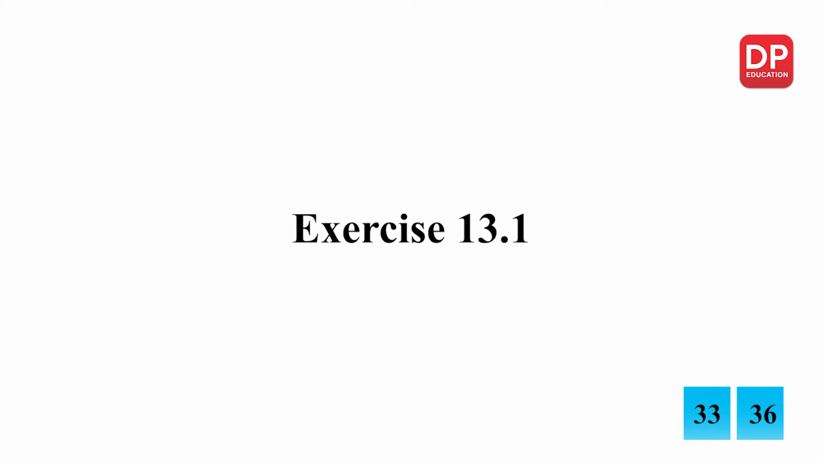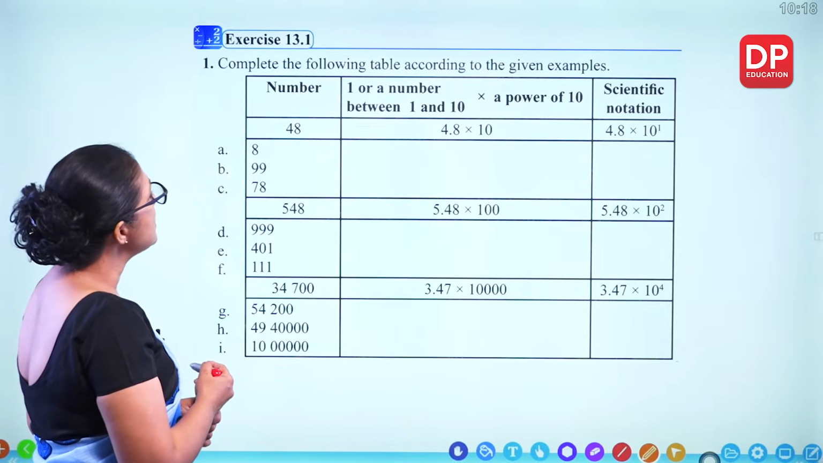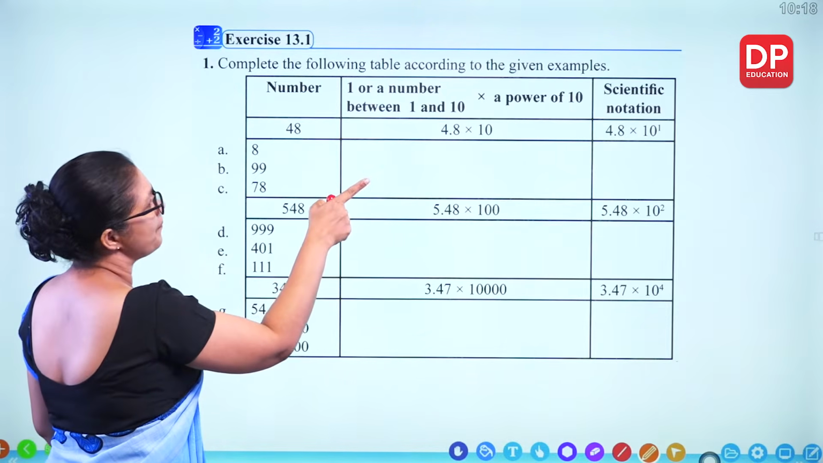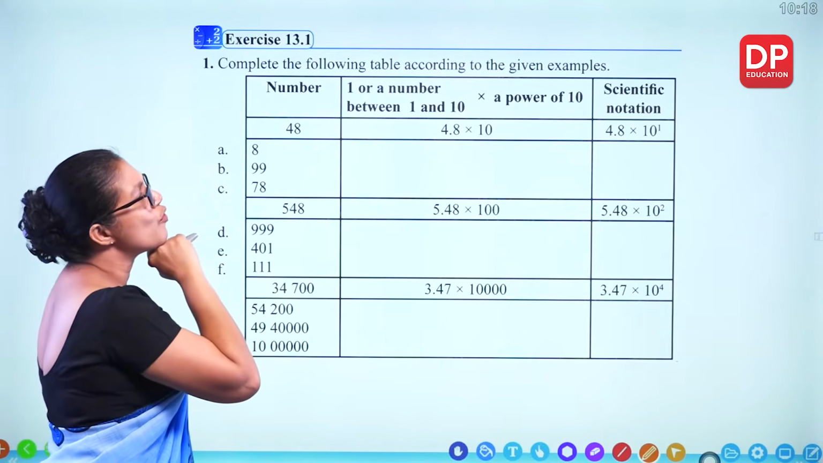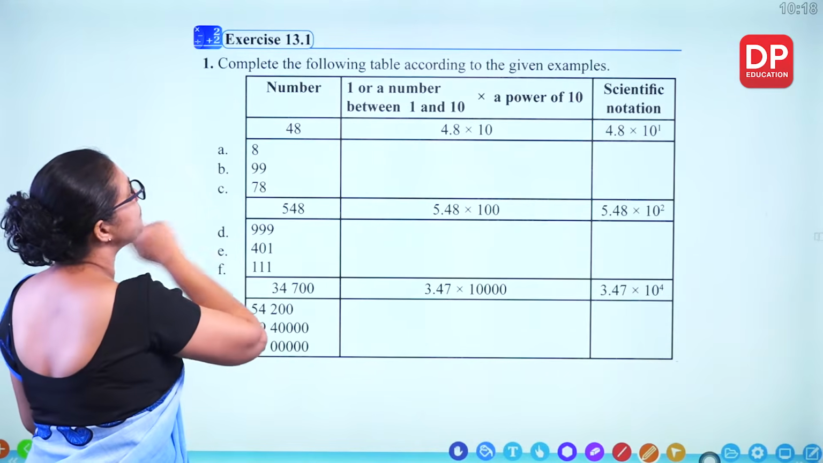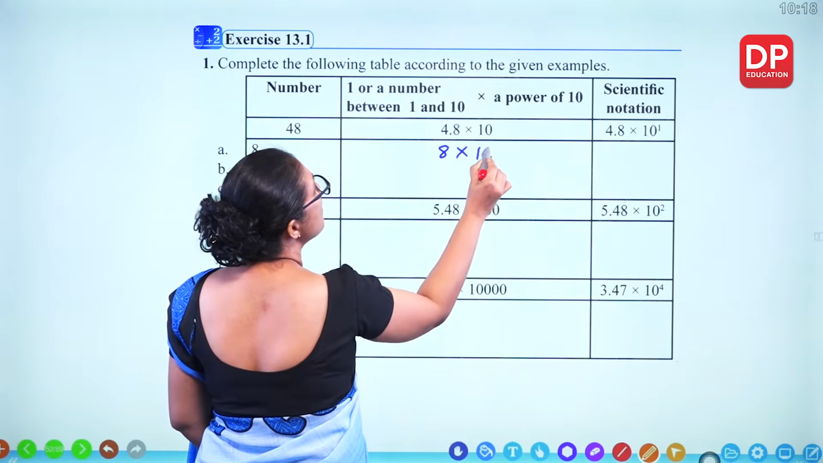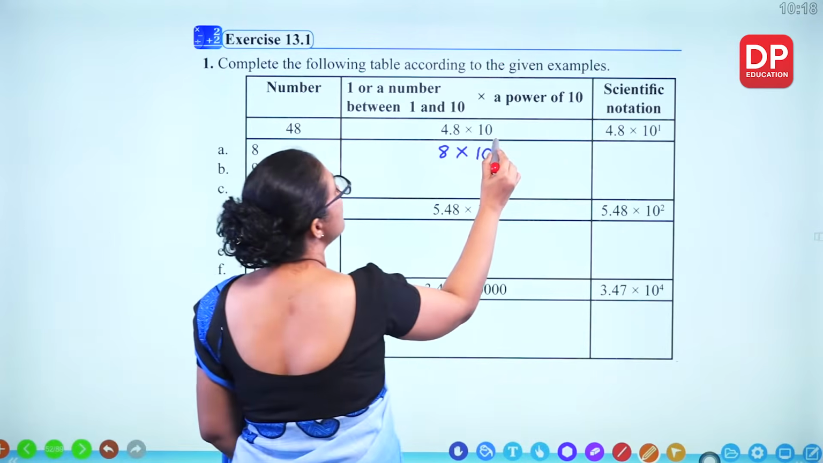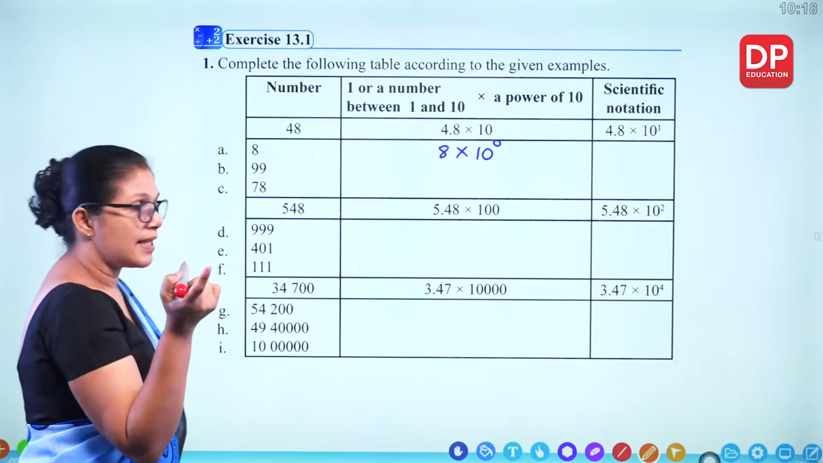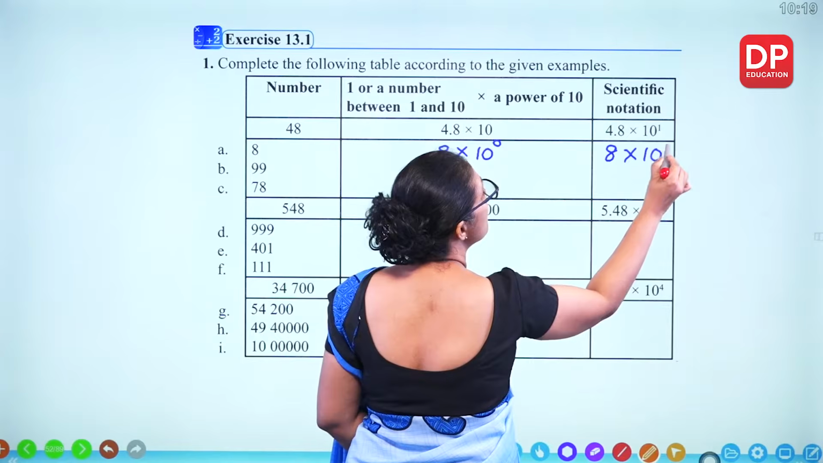Exercise 13.1. Complete the following table according to the given examples. So 48 is given 4.8 into 10. So in scientific notation, that's 4.8 into 10 to the power 1. Now 8, you have to write 8 into 10 to the power 0. We are not multiplying this by 10 because this is less than 10. So what's the scientific notation? 8 into 10 to the power 0.